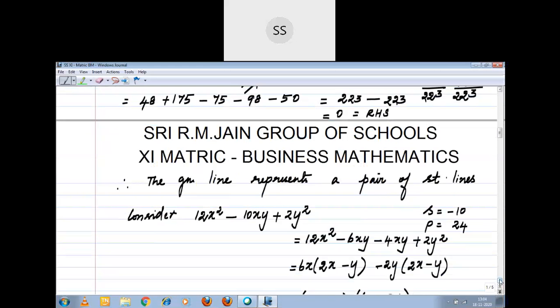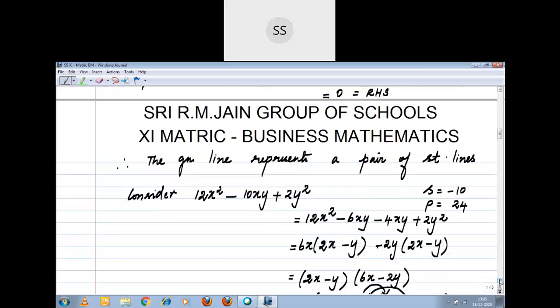For that, you have to consider the first three terms, that is 12x² − 10xy + 2y². The basic concept you learnt in the quadratic, the same you apply here. Sum equal to −10, coefficient of xy is your sum. Product is coefficient of x² into coefficient of y². Sum is negative, product is positive. So, possibility 6 and 4.